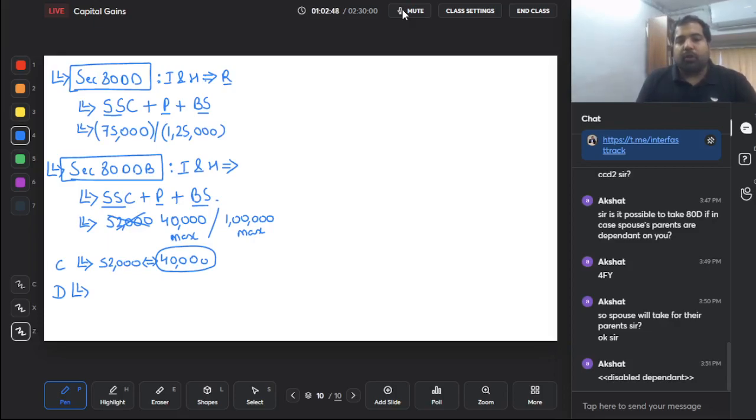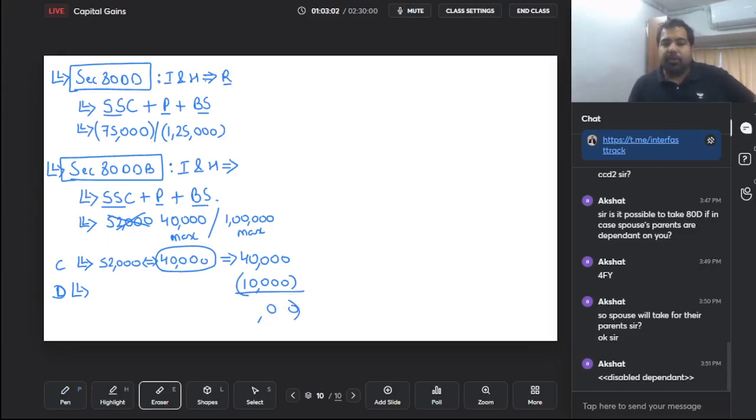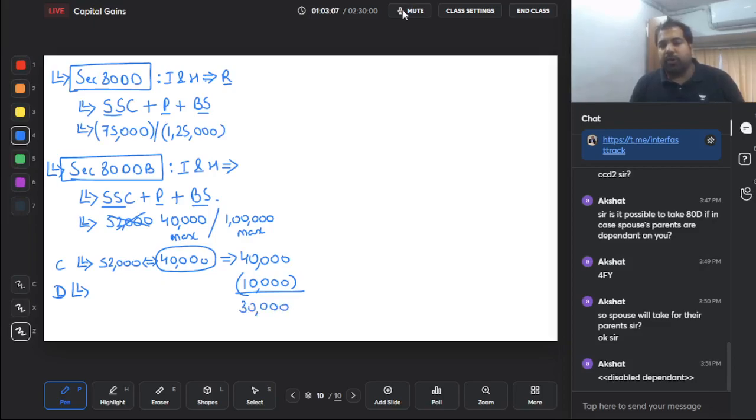So 52 or 40, which one will we take? We'll take 40, and from that we will deduct. Let's say 10,000 is coming from your employer, so we'll deduct 10,000. So the government is very smart, guys. They say that first we will compare and then we will deduct. So finally you'll get a deduction only of 30,000. I hope this is clear, guys. This is section 80 DDB.